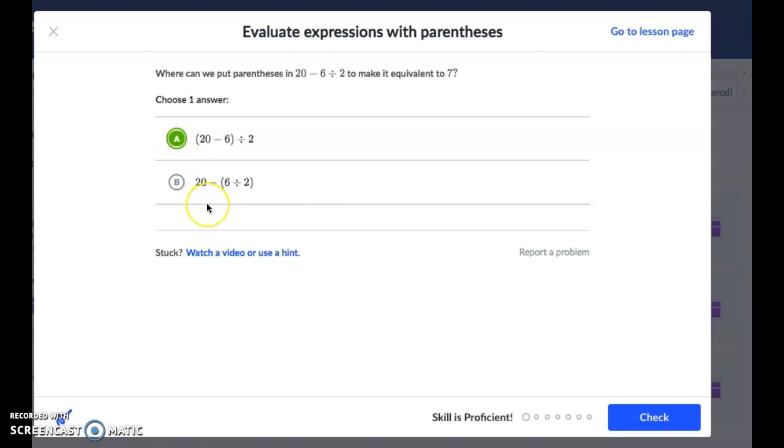Okay, I'm going to just double check my answer B just to make sure. So when I do answer B, I would have to do the inside parentheses first. So 6 divided by 2 is 3. And then I would have to do 20 take away 3. Well, 20 take away 3 is 17. So that's not going to work for that one.